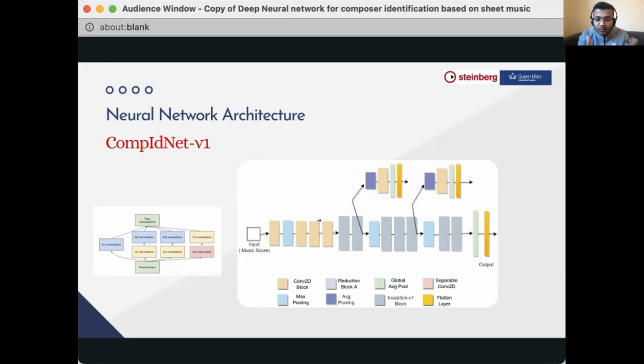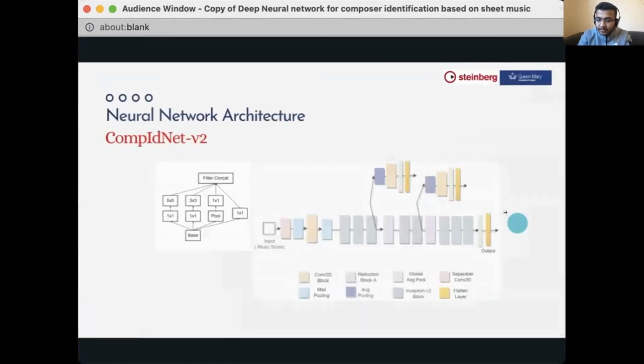So the size of the network was going to be very high. So we tried to reduce some Inception blocks, and we tried to use some factorization techniques to make our network more computationally efficient while achieving good accuracy. So this was our first version.